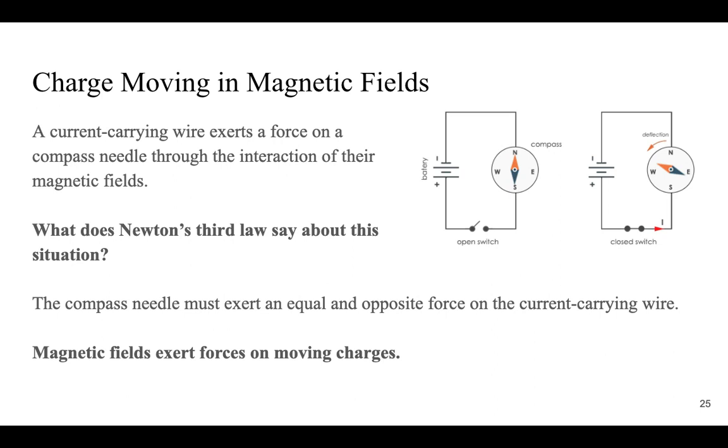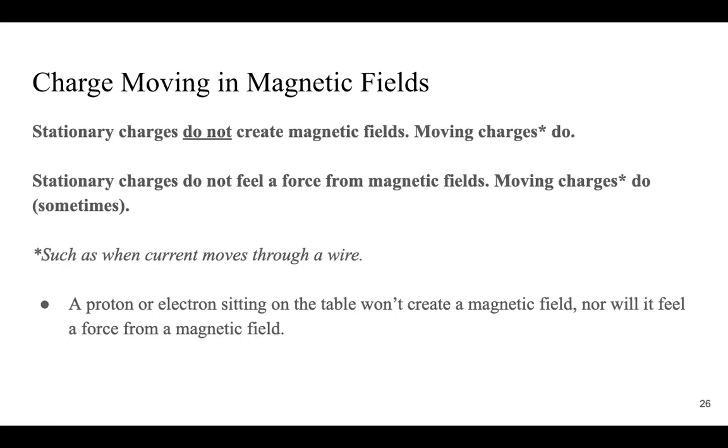So magnetic fields exert forces on moving charges. So again, I mentioned this last time, stationary charges do not create magnetic fields, only moving charges do. And stationary charges do not feel a force from magnetic fields. Only moving charges do, and only sometimes. We'll get to that. So moving charge is what you have when you have a current moving through a wire. So if you have a proton or electron just sitting there on the table and there happens to be a magnet nearby, they're not going to interact. But if you were to move either the proton or you were to move the magnet, which would cause the magnetic field near the proton to change, that would create a force.